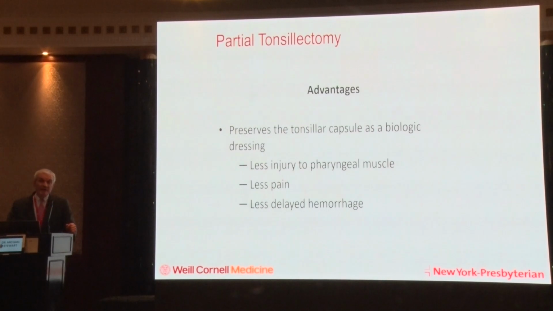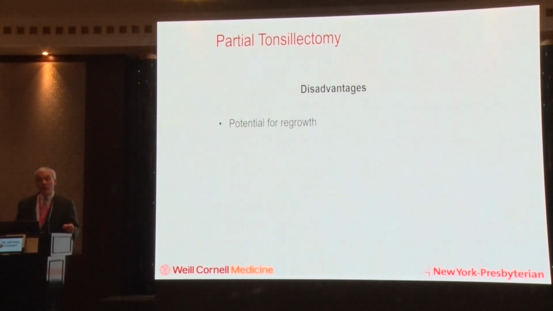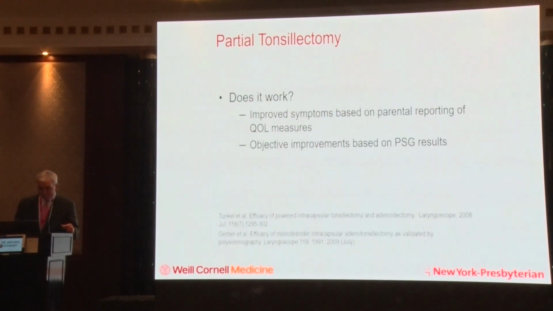The advantages to this over total tonsillectomy is that it preserves some tissue and it avoids exposing the raw muscle in the throat, which then reduces pain, reduces the risk of bleeding, and also increases their oral intake quicker. The problem with a partial tonsillectomy is, what if that remaining tonsil tissue regrows? What if you have recurrence of the tissue, and then if you have obstruction, it could actually recur?